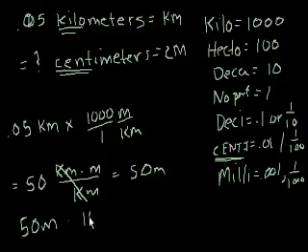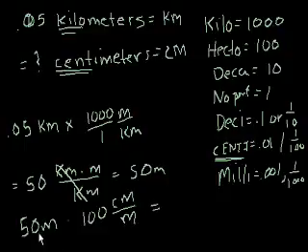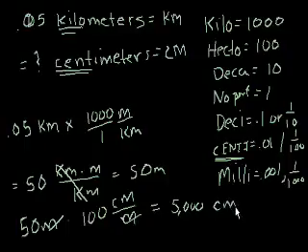So we say times 100 centimeters per meter, right? And that just makes sense. There's 100 centimeters per meter. So 50 meters times 100 centimeters per meter is equal to 50 times 100, which is 5,000. And then the meters cancel out, and you get centimeters. So what we have here is 0.05 kilometers is equal to 5,000 centimeters.